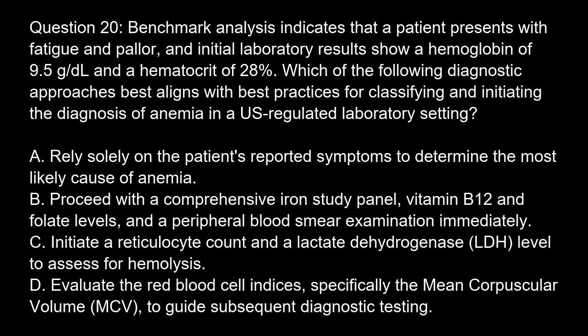Rely solely on the patient's reported symptoms to determine the most likely cause of anemia. Option B. Proceed with a comprehensive iron study panel, vitamin B12 and folate levels, and a peripheral blood smear examination immediately. Option C. Initiate a reticulocyte count and a lactate dehydrogenase (LDH) level to assess for hemolysis. Option D. Evaluate the red blood cell indices, specifically the mean corpuscular volume (MCV), to guide subsequent diagnostic testing.